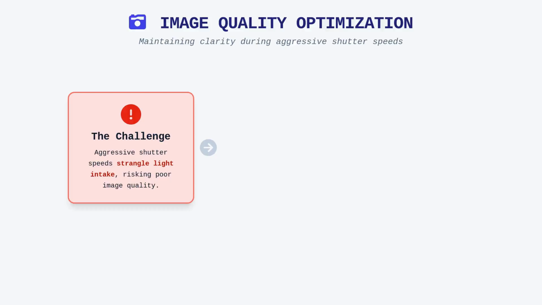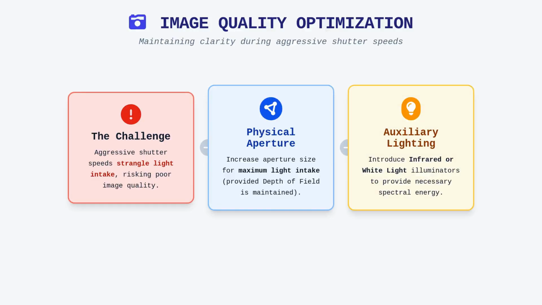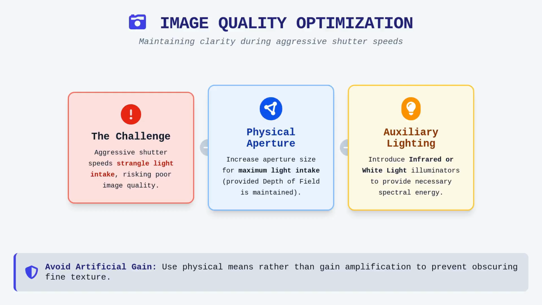To maintain adequate image quality when forcing such aggressive shutter speeds, we must consider the hardware configuration of the system. Since we have effectively strangled the amount of light entering the camera, we must compensate through physical means rather than artificial gain amplification. This often involves selecting an aperture that allows for a larger light intake, assuming your depth of field requirements remain satisfied. When a larger aperture is not sufficient to compensate for the reduced light gathering time, you must introduce auxiliary lighting to the scene. Infrared or white light illuminators provide the spectral energy necessary for the sensor to resolve detail without relying on high gain settings that can obscure fine texture.